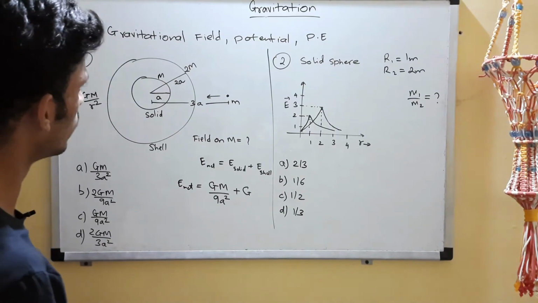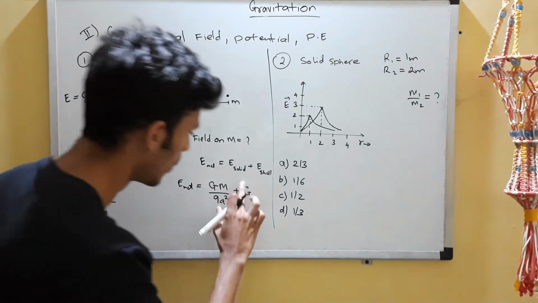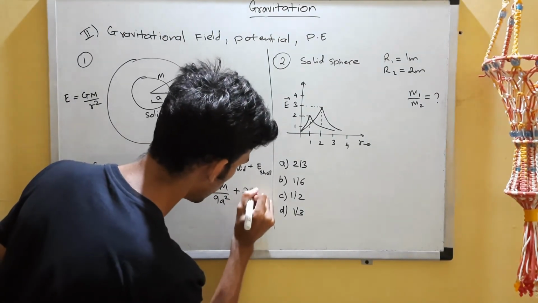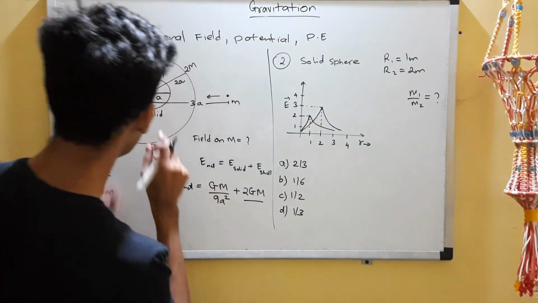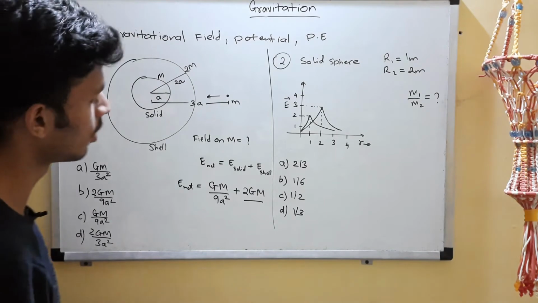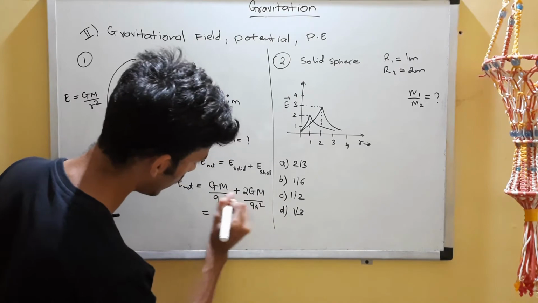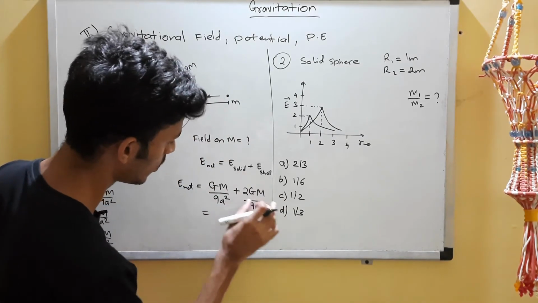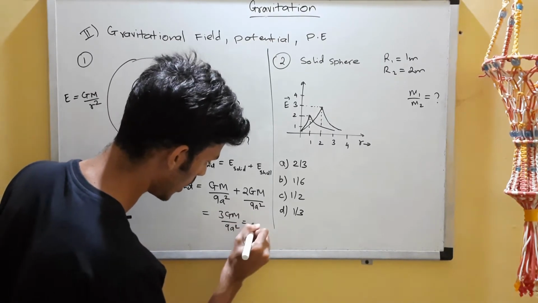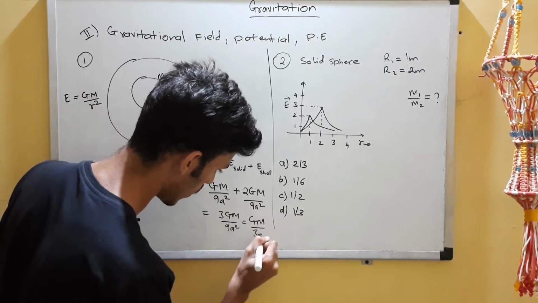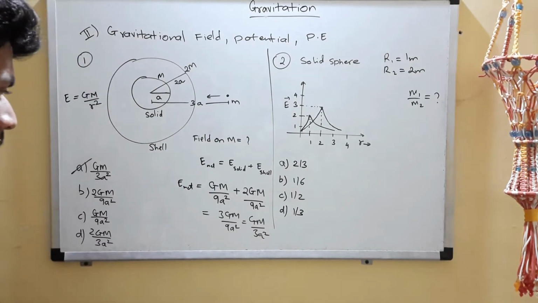So G, the mass of the spherical shell, the mass of the shell is 2M, okay? So G into 2M, so I can write it as 2GM upon, again, the distance from the center is 3a the whole square, that is 9a square. So you can add this, GM by 9a square plus 2GM by 9a square, that will be 3GM by 9a square, or you can simplify it as GM by 3a square. Option A is the correct choice over here, okay?